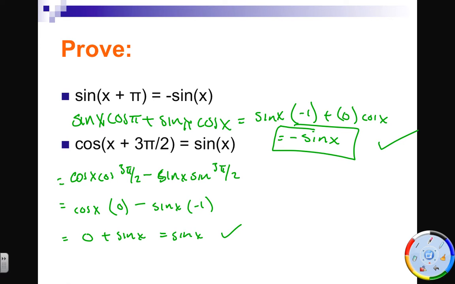You'll notice a lot of these proofs are really not too challenging for sum and difference identities, but they're good ones to know. These are all good ones.